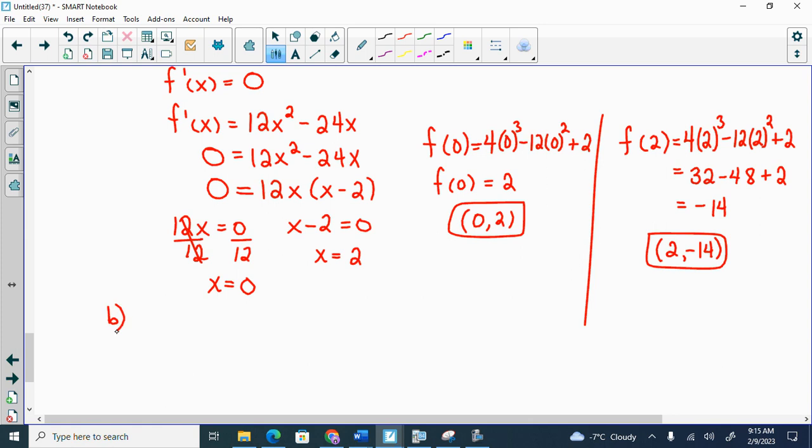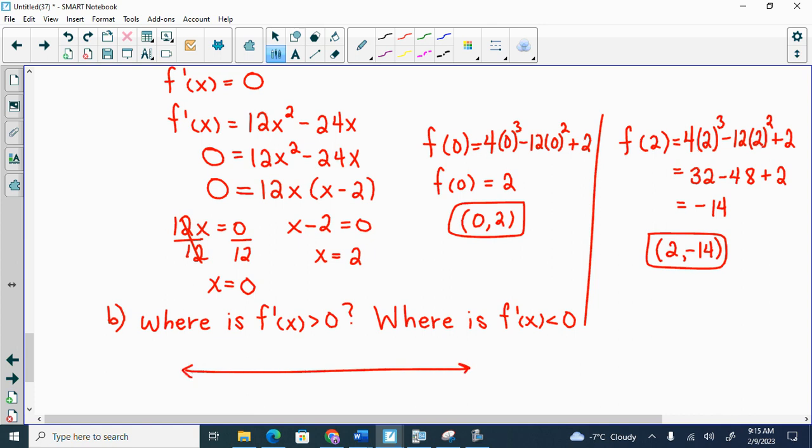see where is f prime of x greater than 0? This will be a domain. And then where is f prime of x less than 0? So we know we have the places where it equals 0. It equals 0 at 0 and 2. So it wants to know where f prime of x is positive and where f prime of x is negative, technically, right? So how can we figure that out?